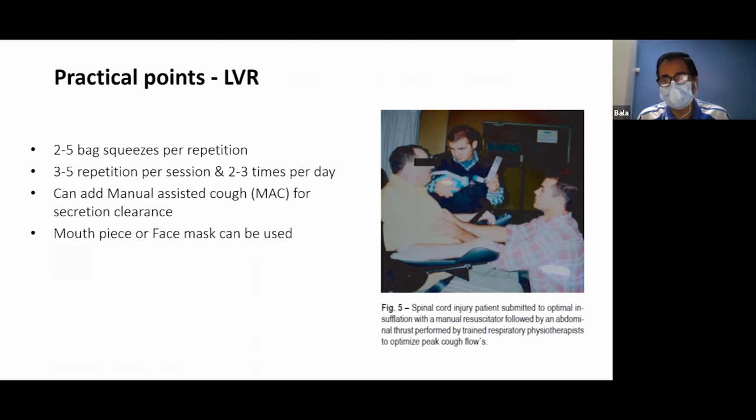Okay, so these are some practical points about LVR. You squeeze 2 to 3 times or 2 to 5 times per repetition, and then you can repeat this 3 to 5 repetitions per session, and then you can do this 2 to 3 times a day.